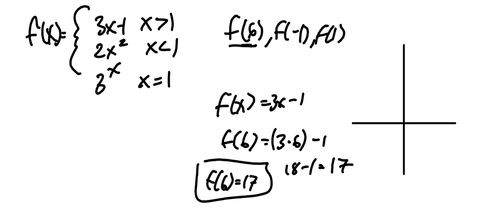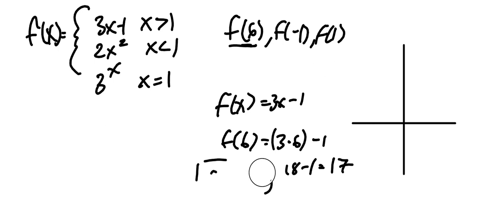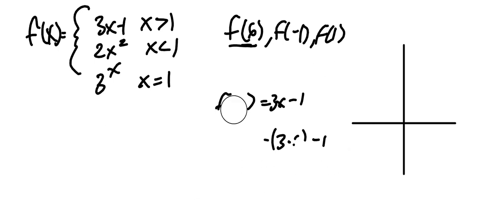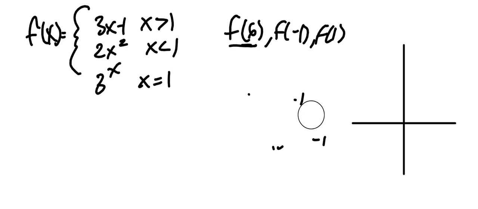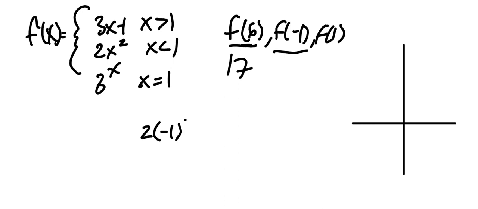Now let's compute f of negative 1. Negative 1 is only in the domain of this 2x squared. So essentially, we're going to have 2 times negative 1 squared, which is going to equal 2 times 1, which equals 2. So f of negative 1 is 2.